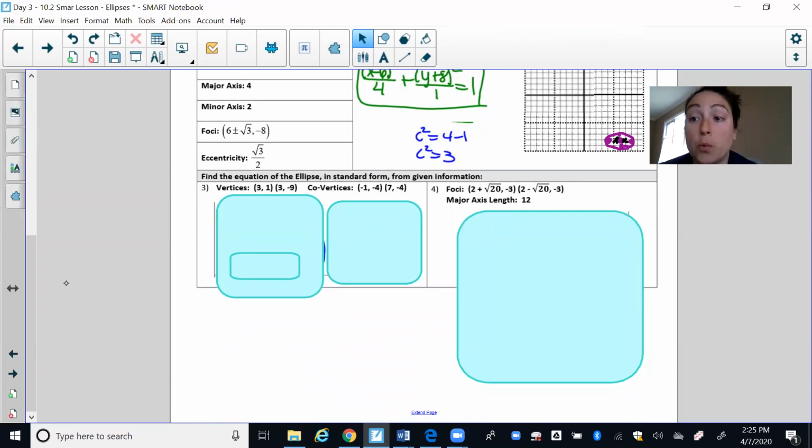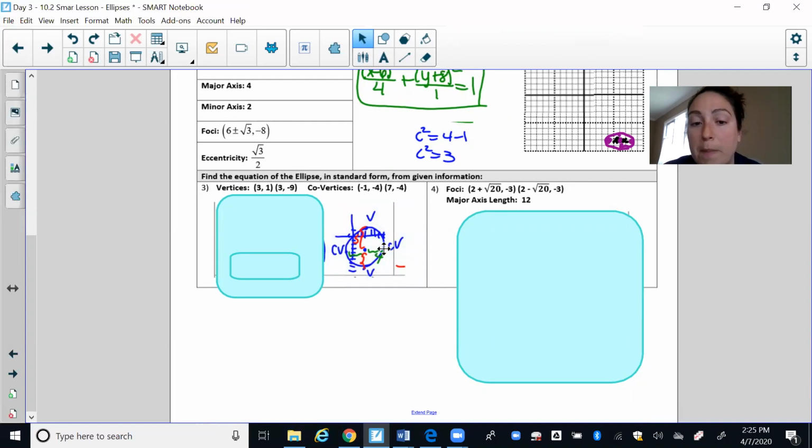All right, so writing the equation of an ellipse. Find the equation of an ellipse in standard form given the information. We're given the vertices are at 3, 1 and 3, negative 9, and the co-vertices are at negative 1, negative 4 and 7, negative 4. I am a very visual person. I need to see this graphed in order to be able to conceptualize it all. So that's the first thing that I'm going to do.